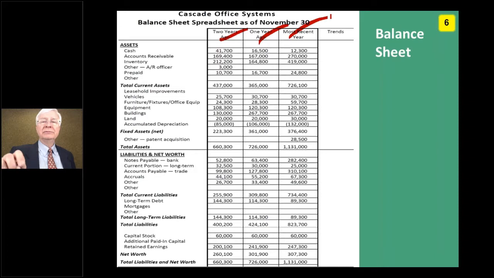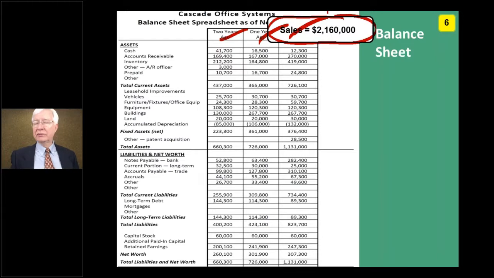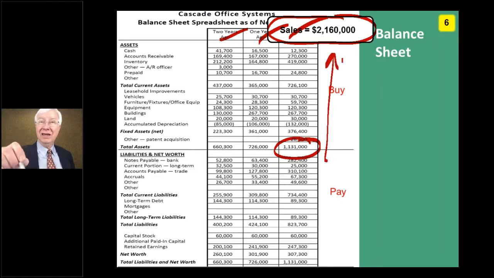Again, 3 years. And the first thing that we do is we have the clients write up at the top of the balance sheet the sales from the years just completed, $2,160,000 of sales. The whole purpose of the balance sheet is to support the sales that are created on the income statement. And we note that this little business used up $1,131,000 worth of assets to create sales of $2,160,000.